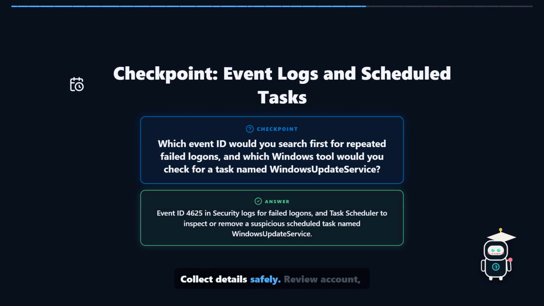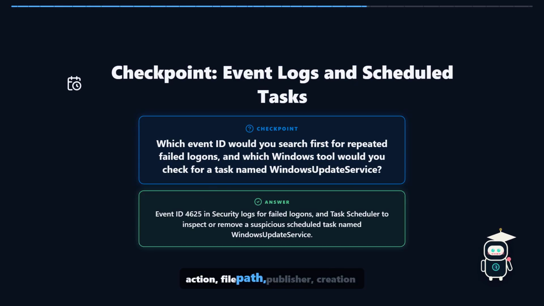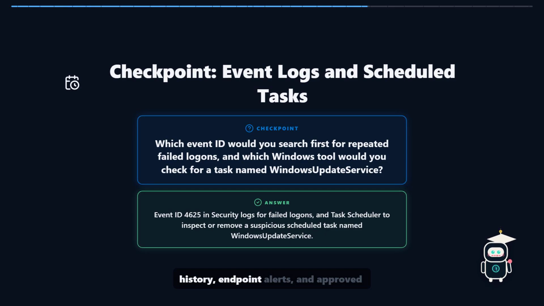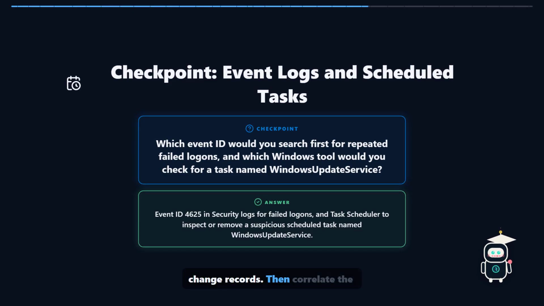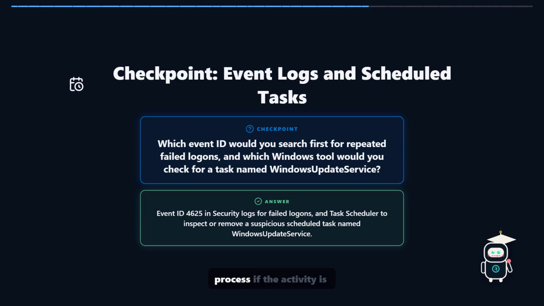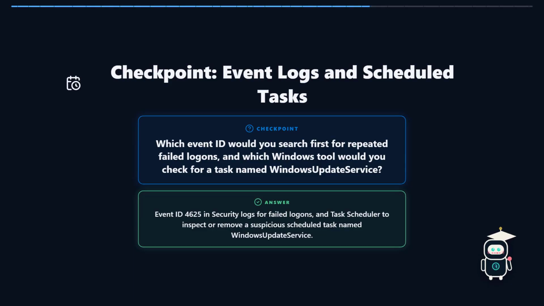Collect details safely. Review account, time, source, logon type, task action, file path, publisher, creation history, endpoint alerts, and approved change records. Then correlate the evidence and follow the incident response process if the activity is suspicious. That is how a defender turns separate clues into a reasoned conclusion.